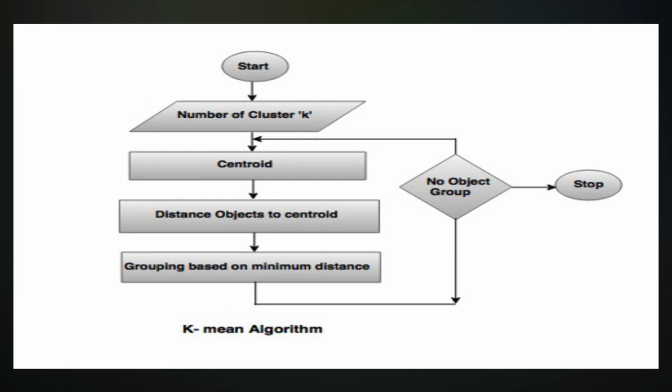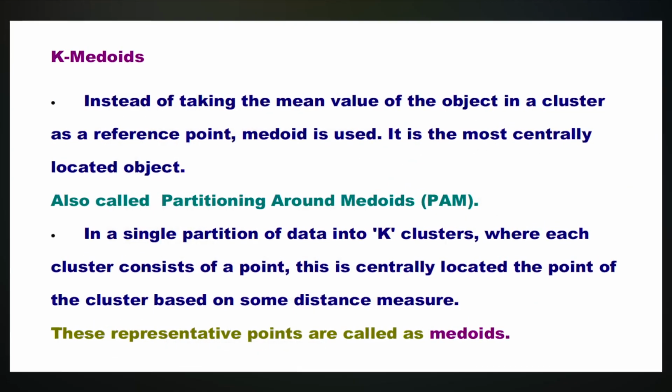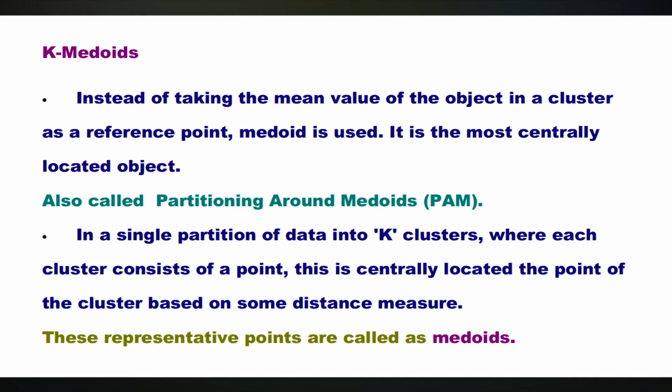And suppose if there are no data to be grouped, then that means there are no object groups and you can stop the algorithm. Now, let us see another algorithm, that is the k-medoids.